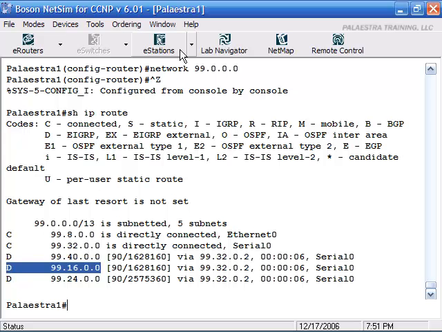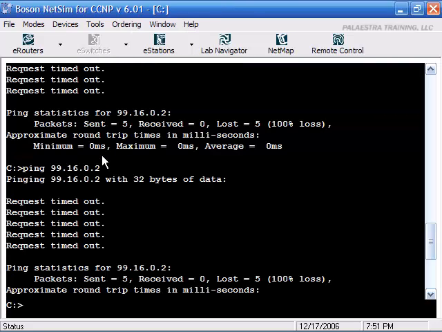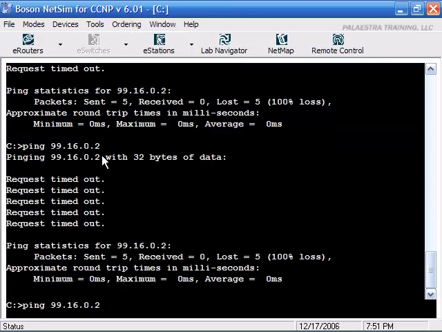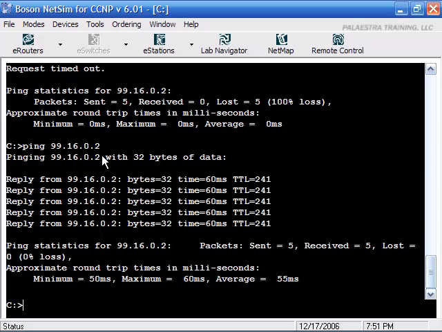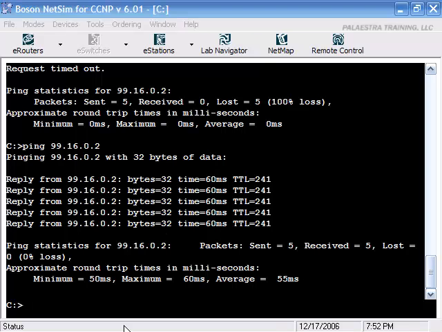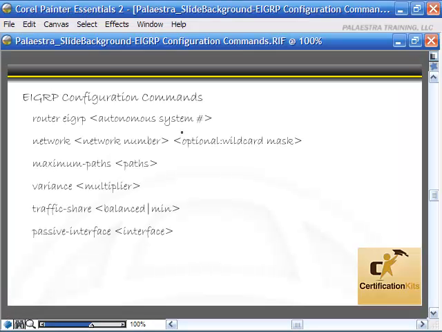Now the last thing is to make sure that E Station 1 can ping Palestra Station 2. Ping 99.16.0.2, success. Everybody's happy. Let's go in and do a little recap of the commands for EIGRP.